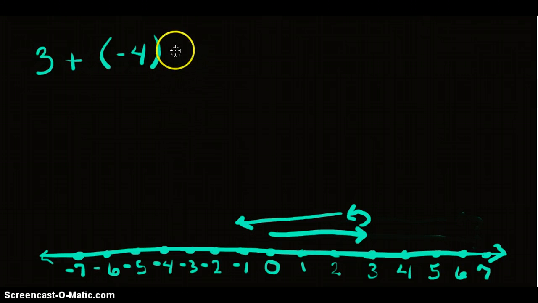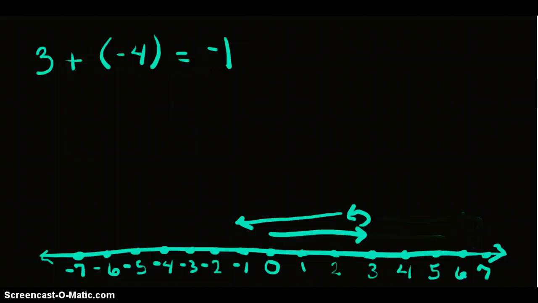And in fact, the answer to the problem is negative 1. 3 plus negative 4 equals negative 1. We started at 0, we went to positive 3, did a quick U-turn, and then we ended back up, marching 4 places into negative world at negative 1.